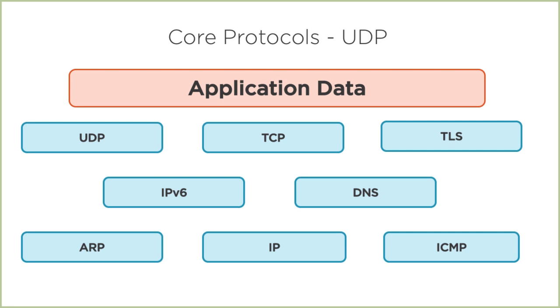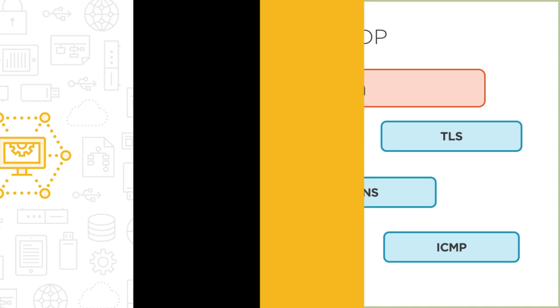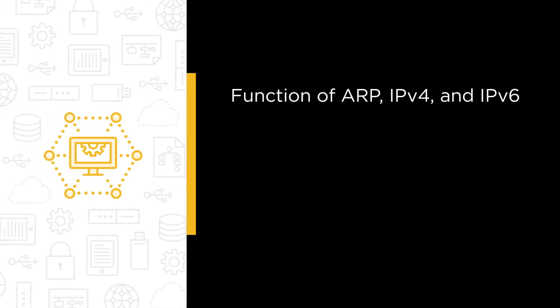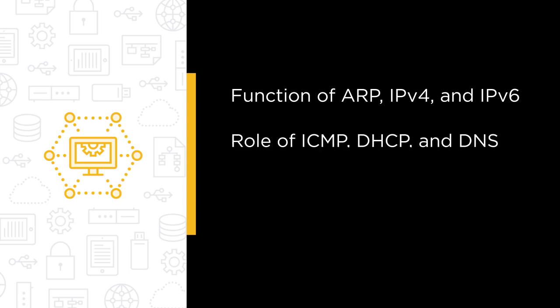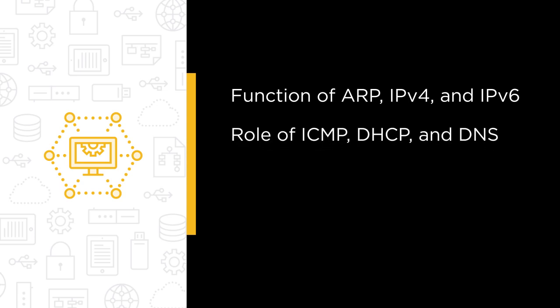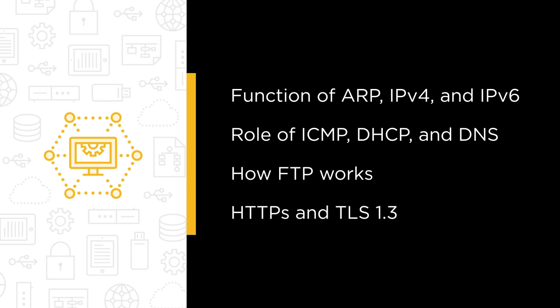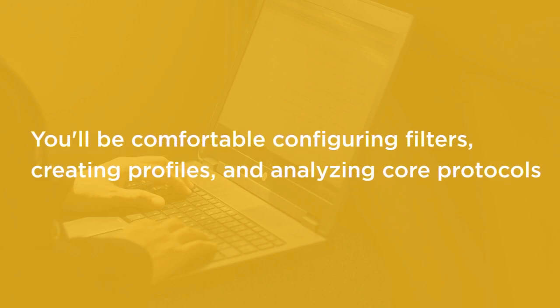protocols in play. Some of the major topics that we'll cover with hands-on exercises include the function of ARP, IPv4 and IPv6, the role of ICMP, DHCP and DNS, how FTP works, and HTTPS and TLS 1.3. By the end of this course, you'll be comfortable with configuring filters, creating profiles, and analyzing core protocols in Wireshark.